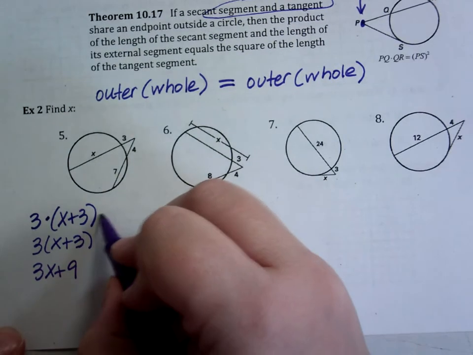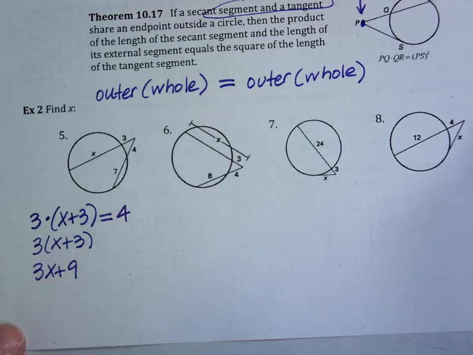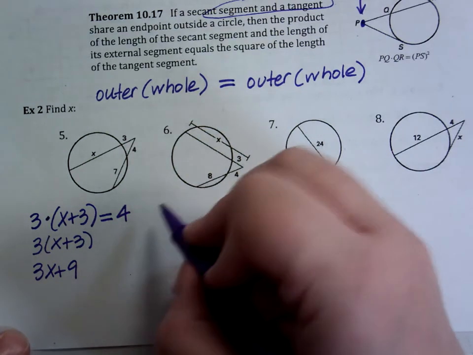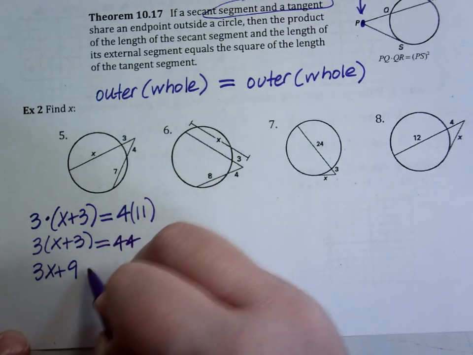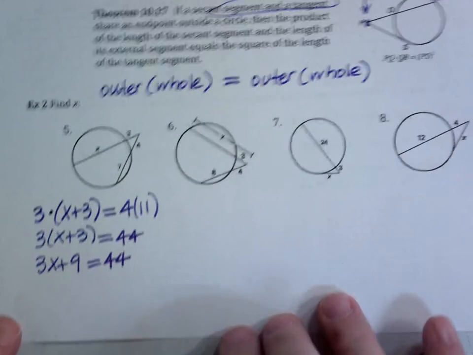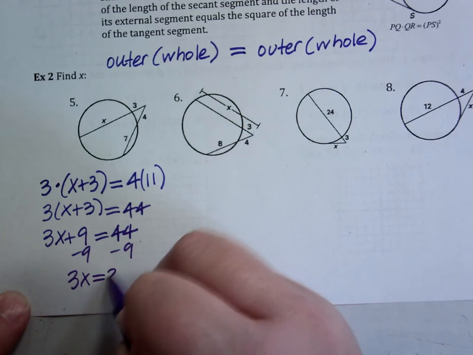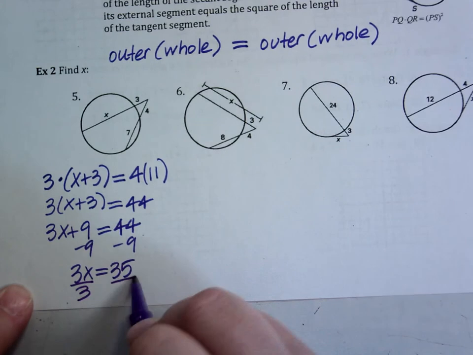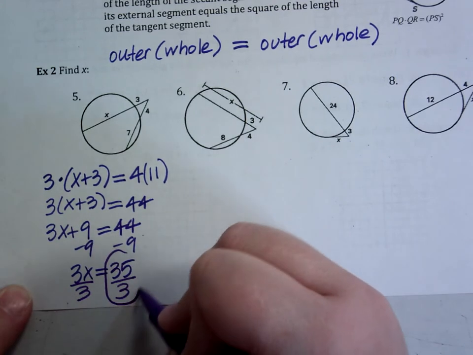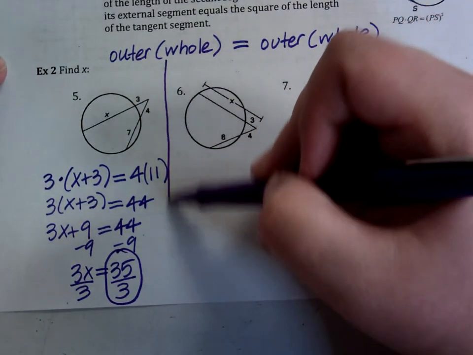On the other side, the outer part is 4. What's the whole thing? What's 7 plus 4? 11. Make sure you're adding again. You wouldn't multiply there, so you don't multiply on the other side. So that's 44. And now I can solve my equation. Subtract 9 from both sides. 3x equals 35. Is that right? Yep. Yuck. So that means it's not going to come out exactly. So I would probably just leave it like this. It's not going to come out as a whole number. That's what I meant by exactly. It is exact, it's just not whole.